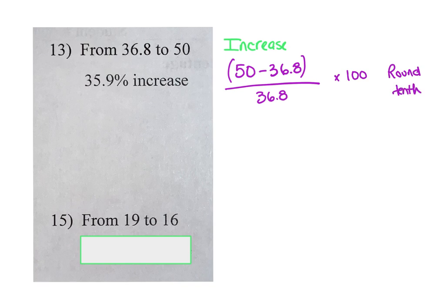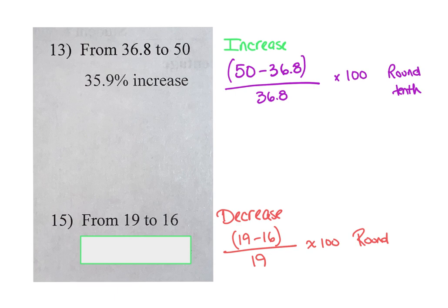All right. 19 to 16, is that an increase or a decrease? That is a decrease. So you immediately want to tell me decrease. Then you're going to subtract 19 minus 16 is your numerator. What is your denominator? Always the first one, 19. Multiply your answer by 100 and then round. All right, 15.8% decrease.